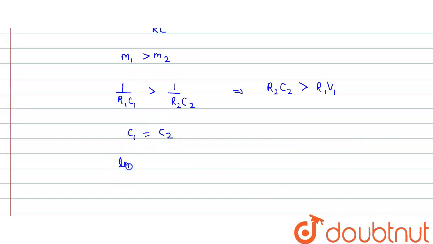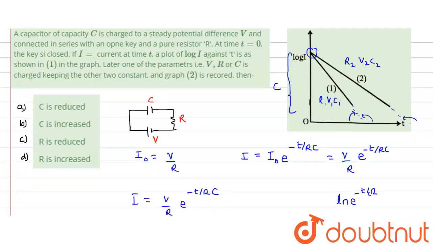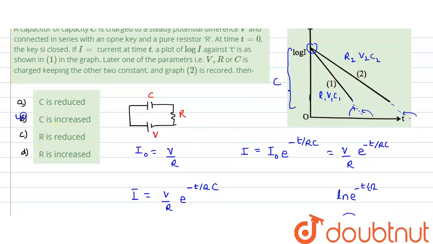So we can say that ln V would be the same, because the potential is the same, we are not changing the battery, divided by R1, and here it would be divided by R2. So from here we can figure out that R1 would be equal to R2. So resistance is not changed. Now if you put this into this expression, R1 and R2 would be cancelled. So we can say that C2 would be greater than C1. That means the capacitance is increased. So this would be the correct option.